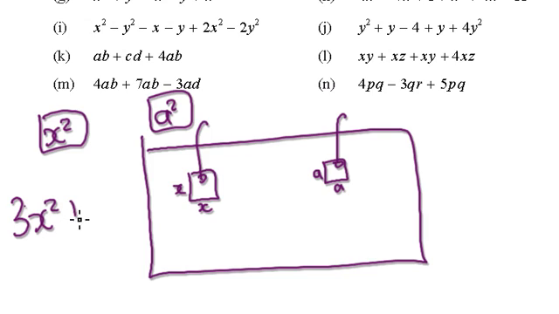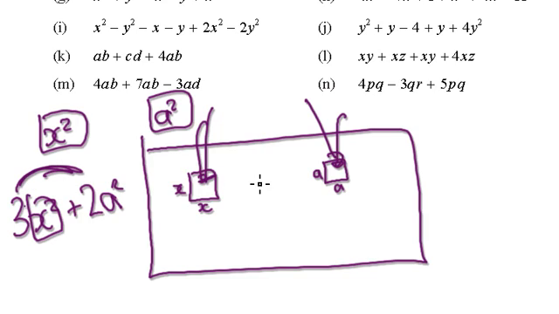Suppose you have 3x squared plus 2a squared. Even though a squared is a square, this is also a square. They're two different sizes, so they're not exactly the same, so you can't go merging them together.